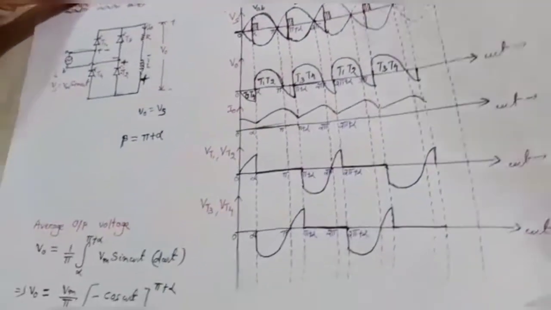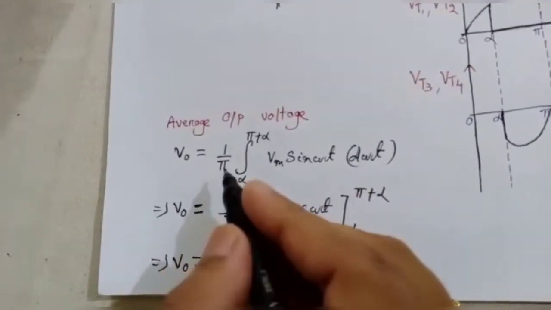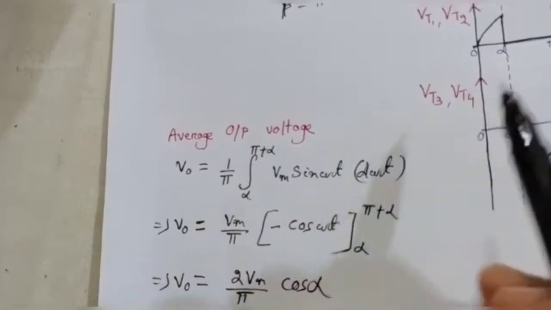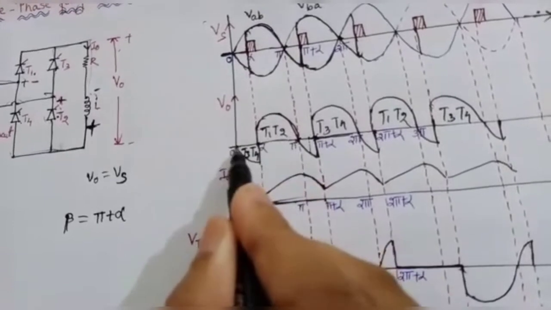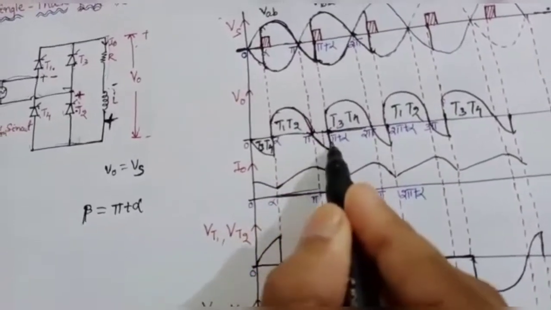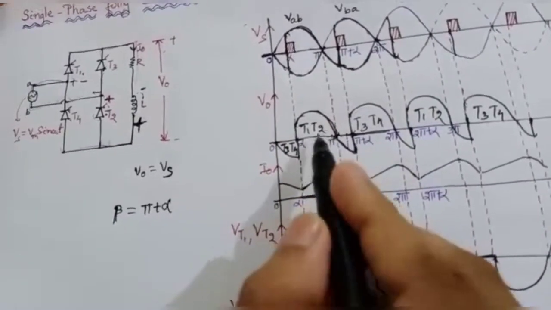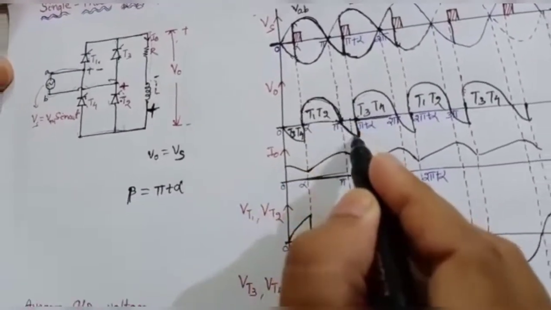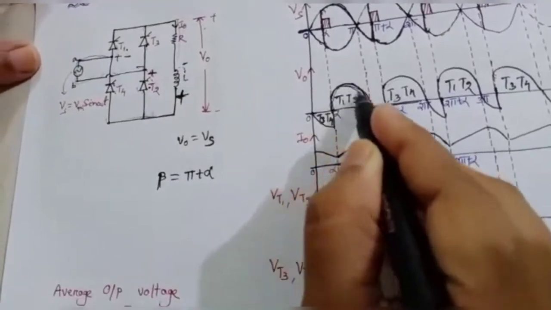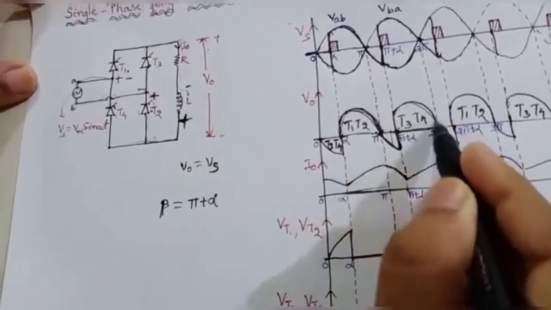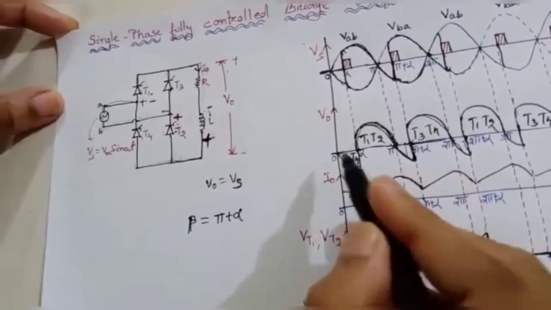So let's find out the average output voltage. So this is V0, and here one cycle means what? Here we can see one cycle means it is from 0 to pi, because at pi again the same waveform is repeating. So 0 to pi is the one cycle, and we are getting the output voltage limit is alpha to pi plus alpha. This is the output voltage. Again from here the same one is repeating. So limit is alpha to pi plus alpha and cycle is 1 by pi.